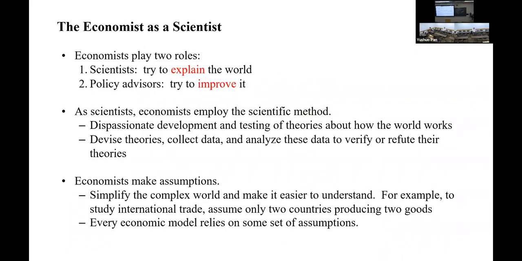Usually, economists play two roles: the scientists and the policy advisors. For scientists, economists try to explain the world: why did this happen, why did that happen? But policy advisors just try to improve things. They do not explain why something happened based on fact. It is just their opinion, like what we should do to improve, to get better, like what the tax bracket level should be. Just opinion, right?